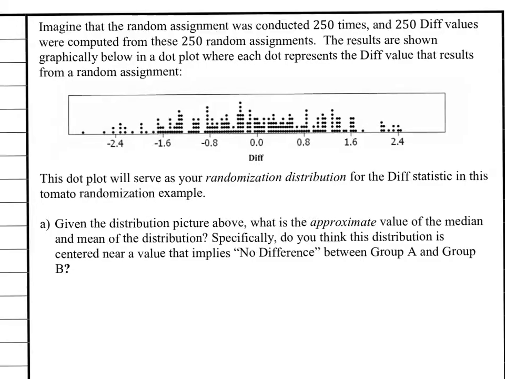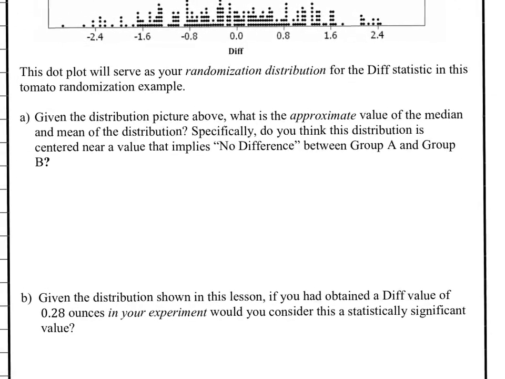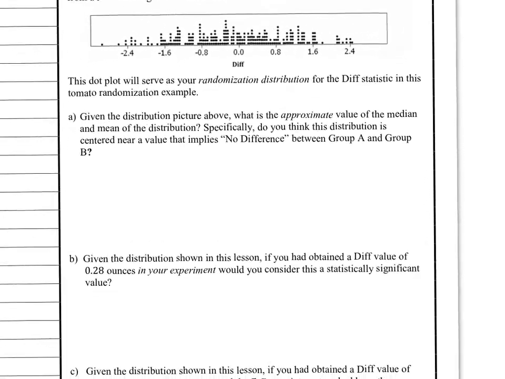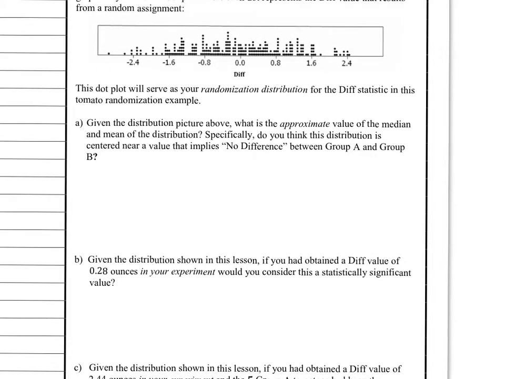I'm going to skip over part A and just jump right into the part B question. Given the distribution shown in this lesson, if you had obtained a diff value of 0.28 ounces in your experiment, would you consider this a statistically significant value? So what does it mean to be statistically significant? That word means it is an unlikely event. It's unlikely to occur due to random variations, okay? And that's something that you do need to know.